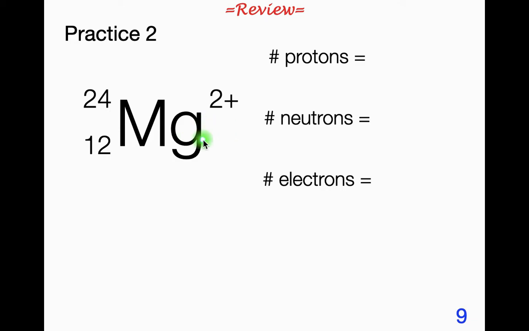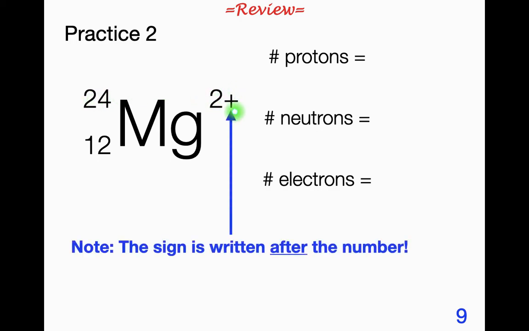Now magnesium has an atomic number of 12, mass number of 24, and a positive 2 charge. Make sure you always write the sign after the number. It's a convention used to not confuse the ionic charge with what's called the oxidation state, and that will make more sense to you later on in the course. But always write the sign after the number for the ionic charge.